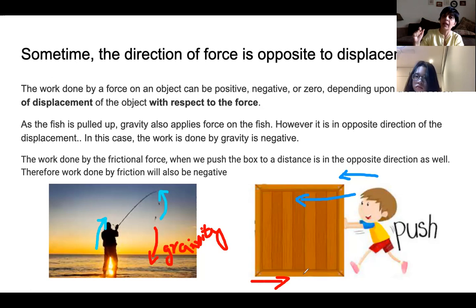Frictional force, the idea of friction is that I will stop the movement. I will not allow the movement. So if this guy is trying to push the box to create kinetic energy, to transfer kinetic energy, friction would want to stop it. So friction is applying the force on this box in the opposite direction. So what would the work be? Work done be negative or positive? By friction. Yes. So the work done by friction is negative here. All good so far?